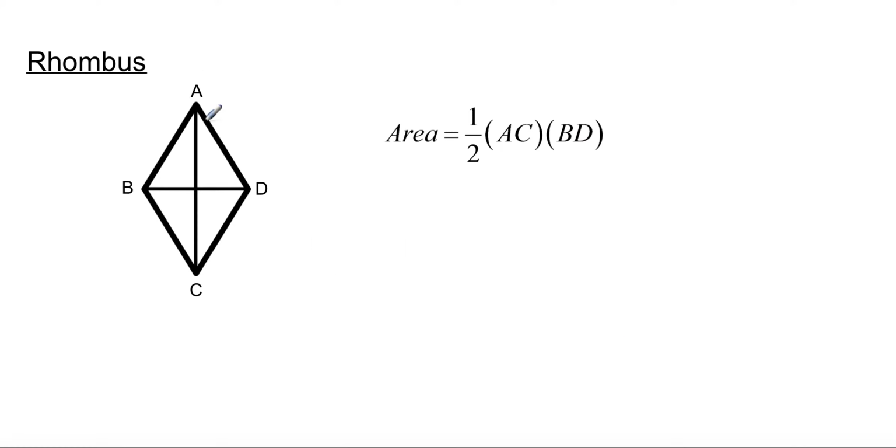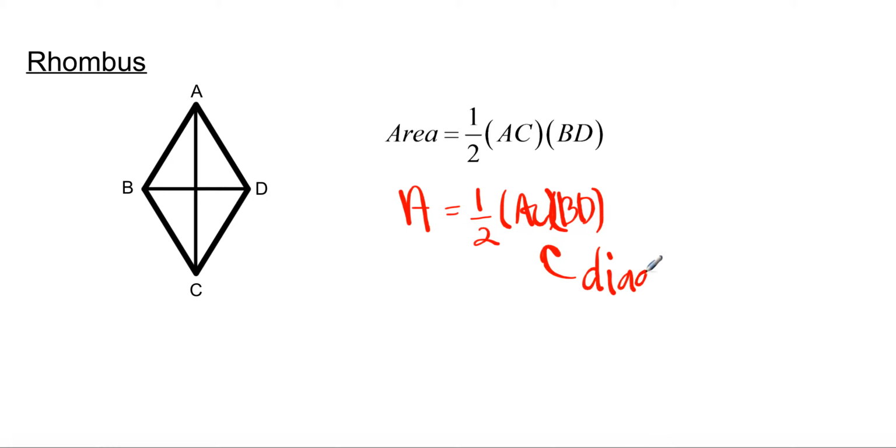Rhombus. Okay, so for the rhombus, you can find the area by finding 1/2 the length of the diagonals multiplied. So we need to get diagonal AC and multiply it by diagonal BD and take half. So that, in this case, is half of AC times BD. We don't really have any words for that, but just maybe say those are the diagonals, the product of the diagonals.